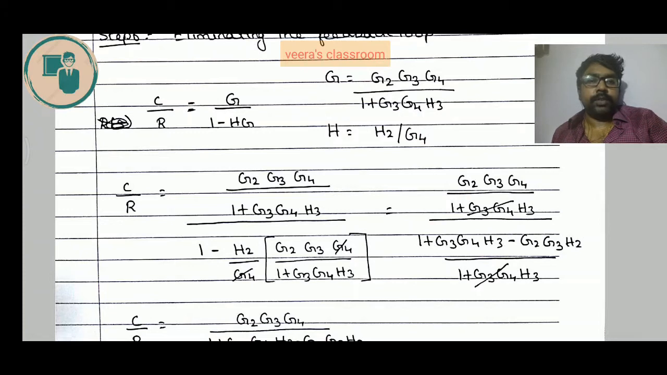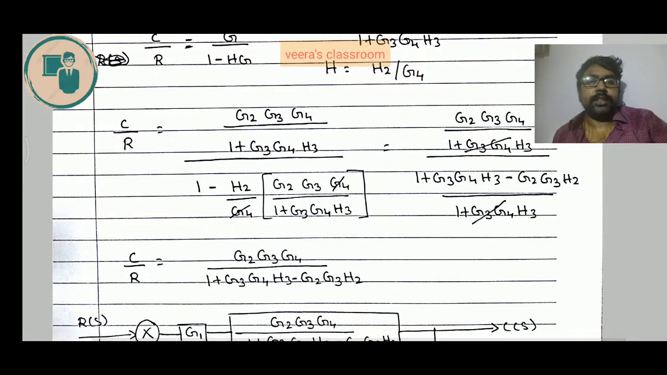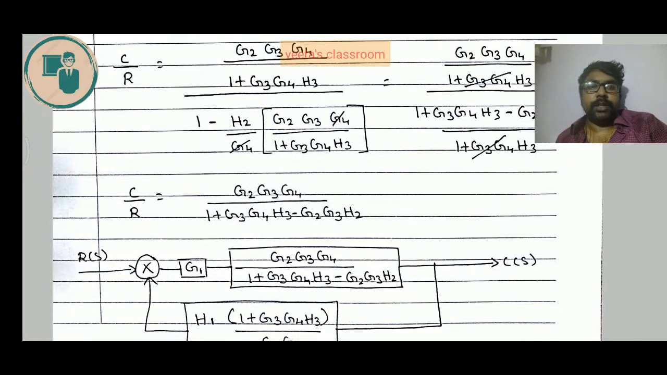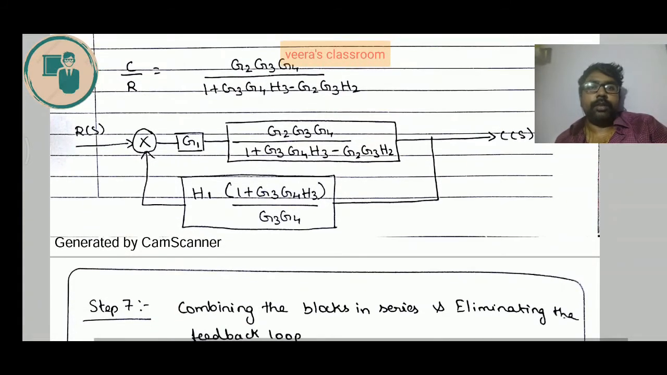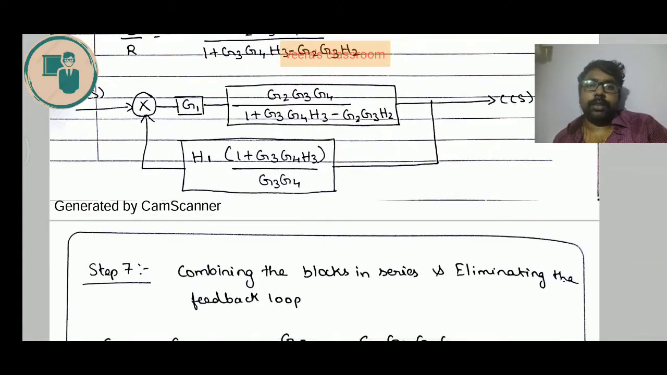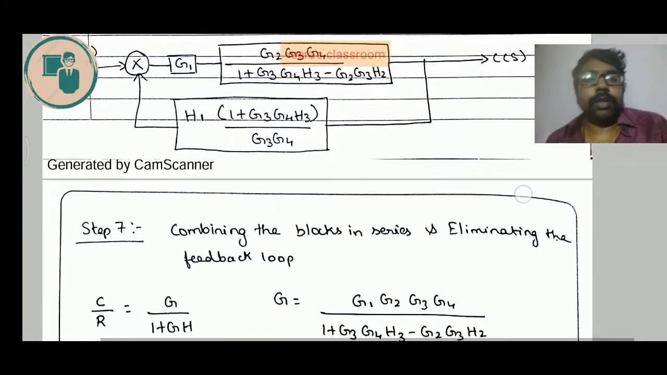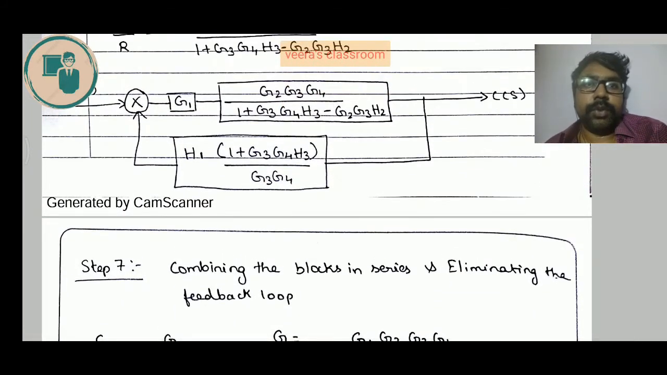We have a cancellation of G4, and after that we take an LCM so that the denominators of both the fractions get cancelled. So the final C by R answer is G2, G3, G4 divided by 1 plus G3, G4, H3 minus G2, G3, H2. This is replaced as the feedback element in the block diagram. So in the block diagram we have replaced the term, and we have G1 and a block diagram. We will combine the blocks and then eliminate the feedback. Combining the blocks, it is going to be G1, G2, G3, G4 divided by 1 plus G3, G4, H3 minus G2, G3, H2.